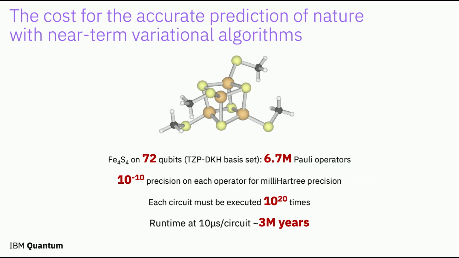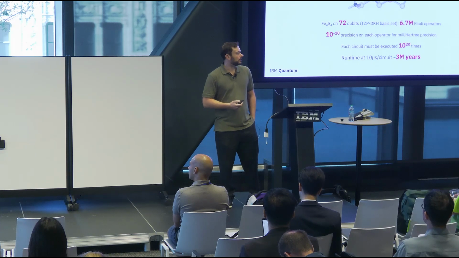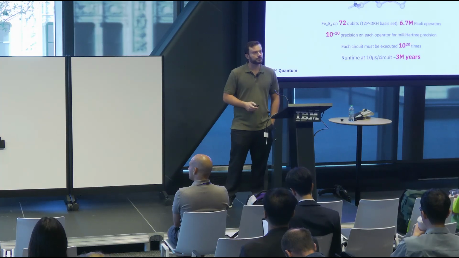So there are methods that people have come up with to improve this overhead, classical shadows and qubit-wise commuting operators and so on and so forth. But those ones will probably shave off a factor of 100, 1,000 of these 3 million years. So it seems that fundamentally variational algorithms are very hard to scale up for chemistry.